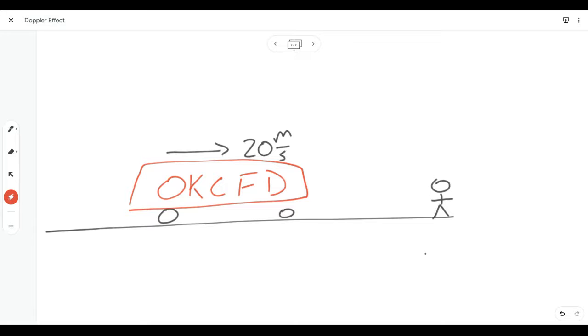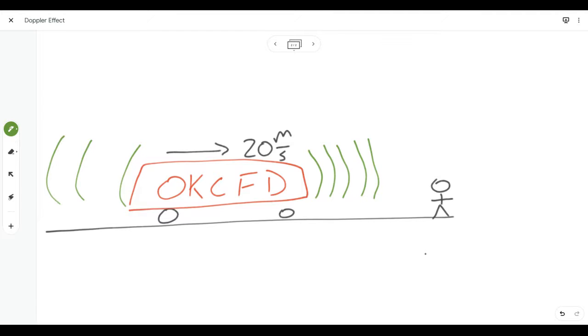The reason that happens is, without getting too technical, in front of the moving car or whatever it is, in this case a fire truck, those sound waves get bunched up really close together. Behind it, though, they can spread out much more. So if you're in front of the truck, you're going to hear more sound waves hit your ear per second. So it's a higher frequency. And if you're behind the truck, fewer waves per second, which is a lower frequency or a lower pitch.